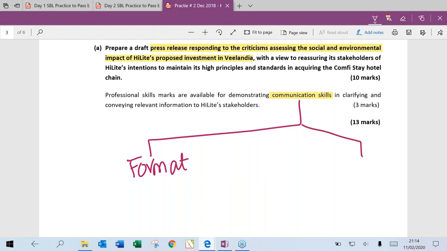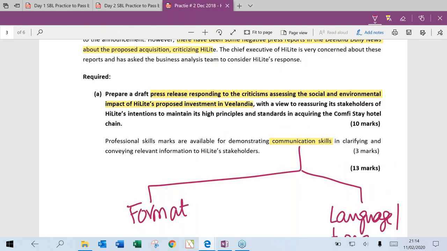And the second important thing is the language or the tone of your answer, because you have to keep the reader in mind. A press release will be released in the press. This means it will be released in the newspaper, and the general public reads the newspaper. So our language, our tone should be according to the way we are communicating to a general public. So again, communication skills is not difficult. As long as you give the nice format and your language is appropriate to the reader, you will be able to gain communication skills.